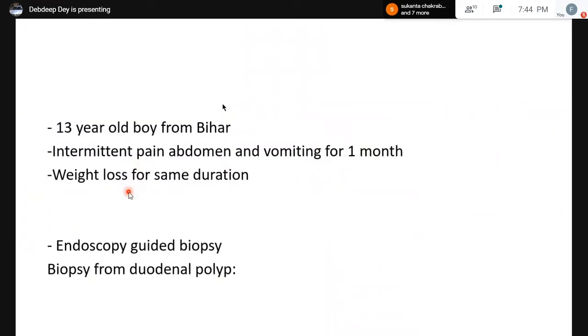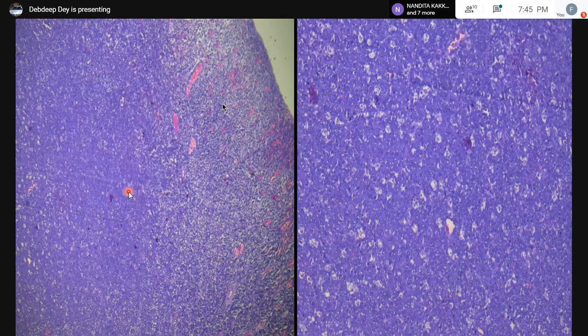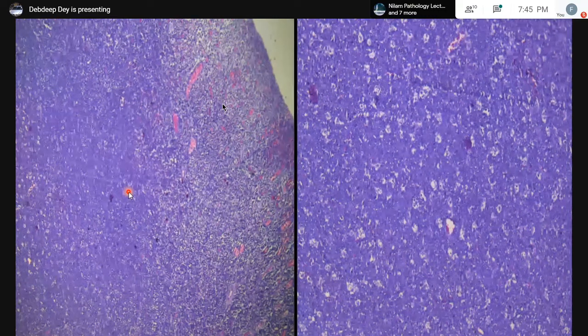The next case is a 13-year-old boy from Bihar, presented with intermittent abdominal pain, vomiting and weight loss. An endoscopic-guided biopsy was done from the duodenal polyp. What we have got is this very ulcerated, nodular, polypoid area.